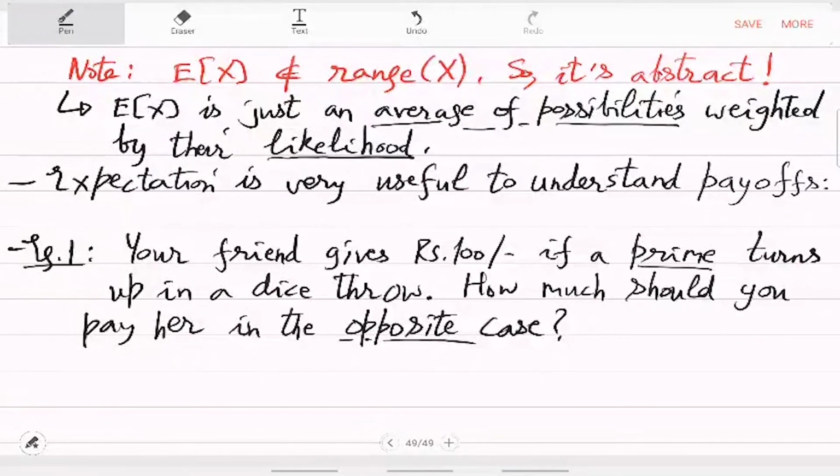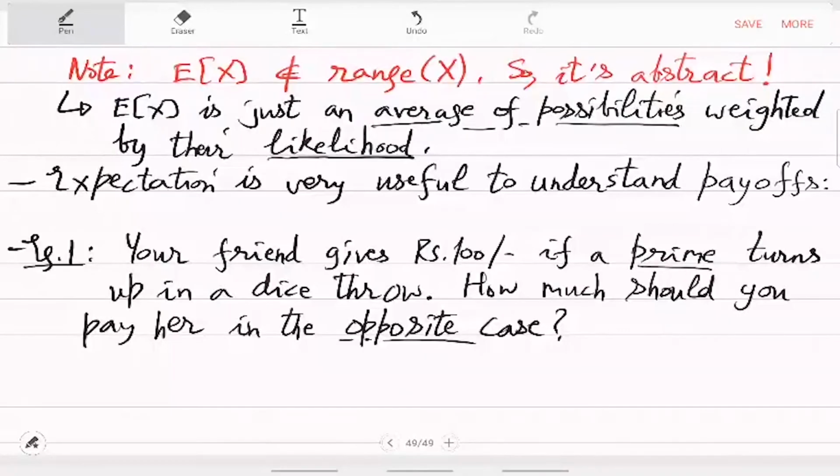So, if you promise to pay much more than 100, then it might be a bad game. It might be unfair to you. And if you promise to pay much less than 100, then maybe it is unfair to her. So, what should be the number so that both of you play the game with confidence? Say it is rupees x, and let us analyze the expectation.